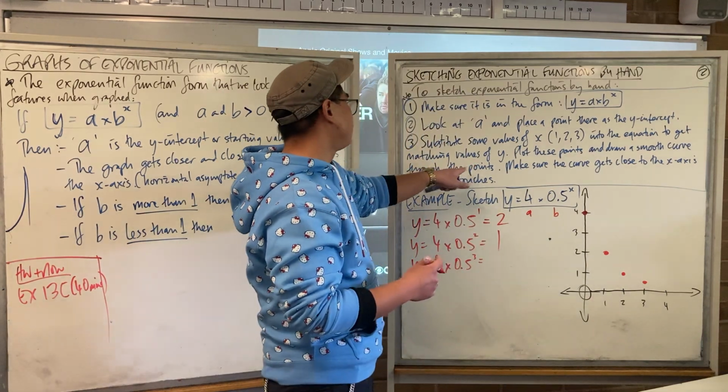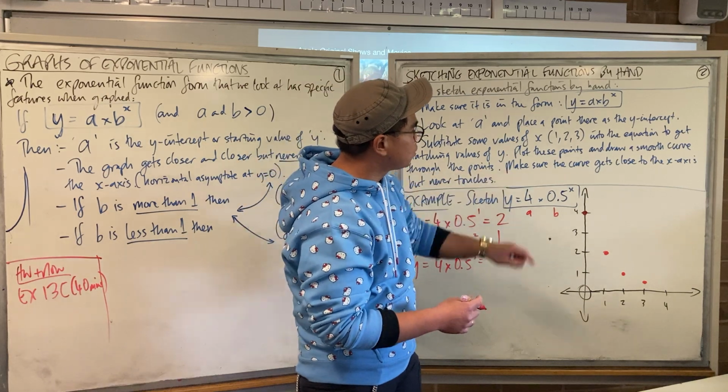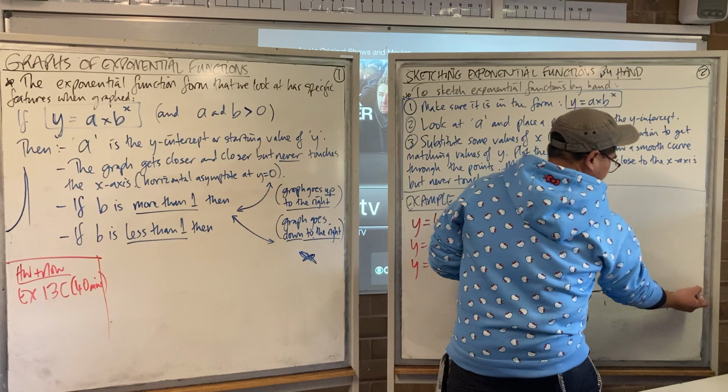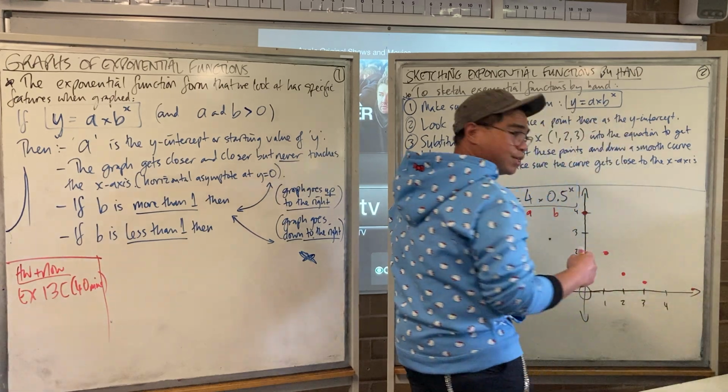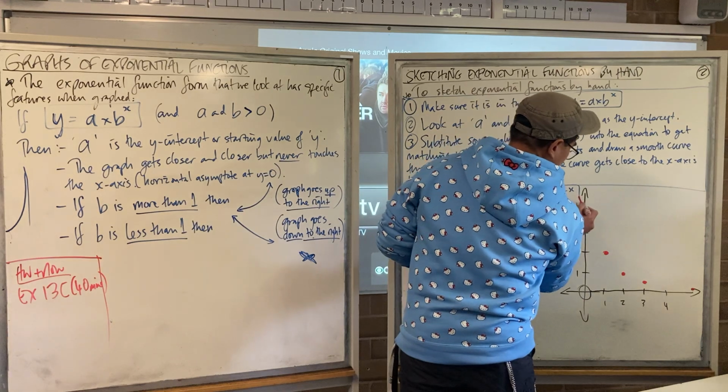The rest of step 3 is plot these points, draw a smooth curve through the points, make sure the curve gets close to the x-axis but never touches. So I'm going to add another dot here. See how I didn't put the dot on the x-axis, it's slightly above, so I can put a curve there.